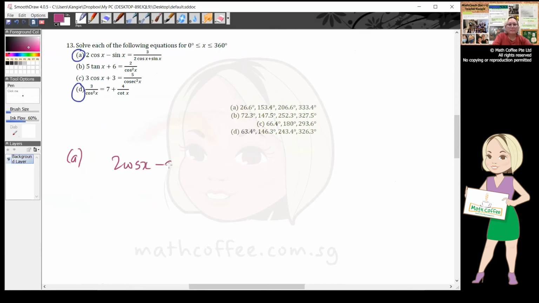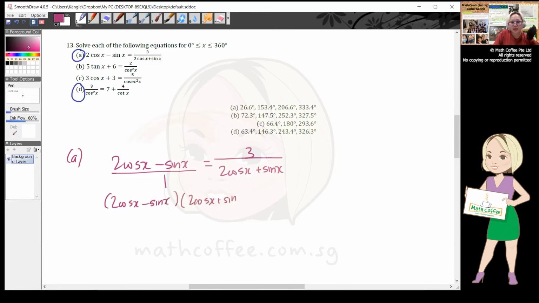2 cosine x minus sine x over 2 cosine x plus sine x equals 3. Every time when you see it's so complex, what you need to do? You need to combine to a single fraction on both sides, which is like that. It's already considered a single fraction on both sides. Then you cross multiply. So I'm going to cross multiply. I will get 2 cosine x minus sine x rainbow with 2 cosine x plus sine x equals 3 times 1, which is 3.